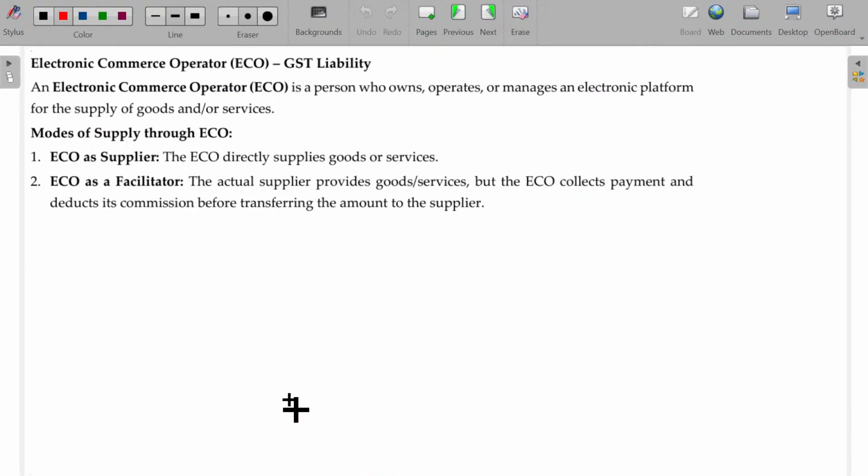Now, e-com operator. Already we studied this, right? Under e-com operator, the supplier and recipient are not responsible for paying the GST. Who has to pay the GST? The e-com operator should pay the GST. So ECO is a person who owns, operates, or manages an electronic platform for supply of goods and services, like Flipkart, Amazon, Ola, whatever it may be.